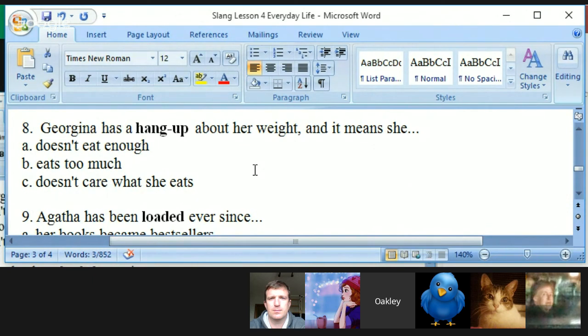Okay, Ken, number 8. Georgina has a hang-up about her weight, and it means she doesn't eat enough. Well, she has a hang-up about her weight. She probably doesn't eat enough. Okay. Yeah, she's worried about her weight. She's emotionally concerned about her weight. So she probably doesn't eat enough.